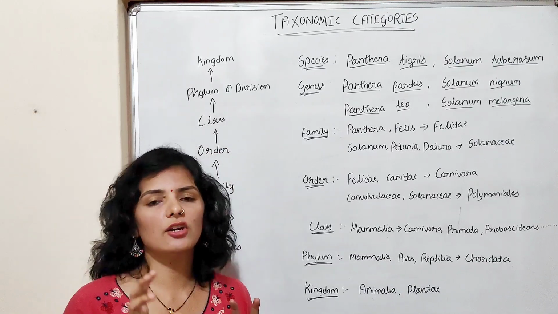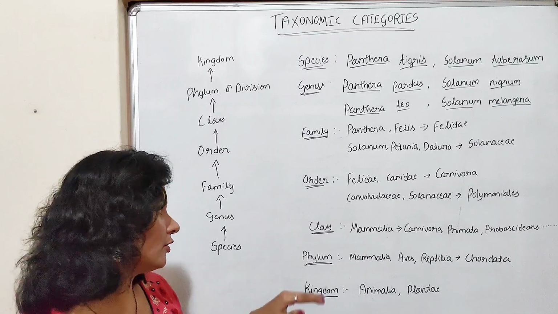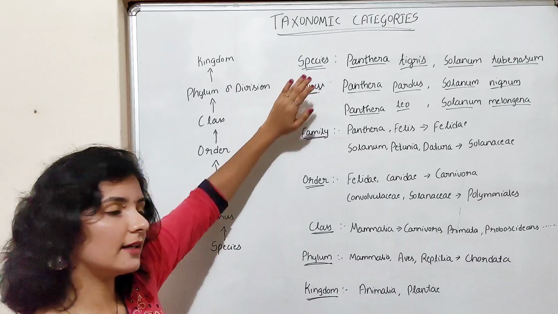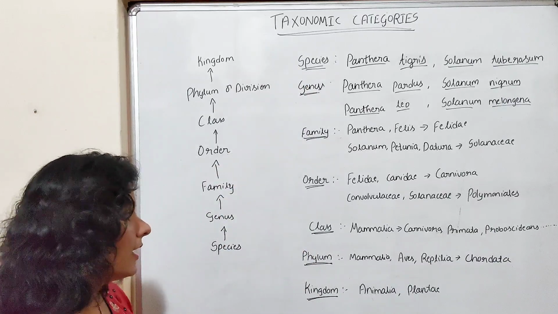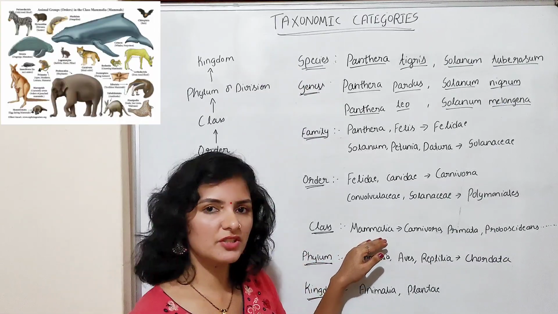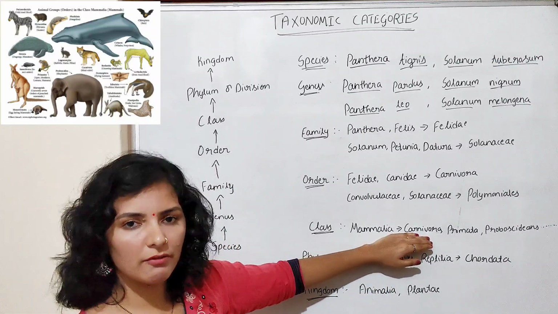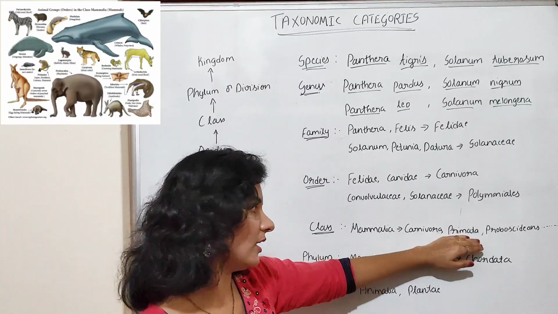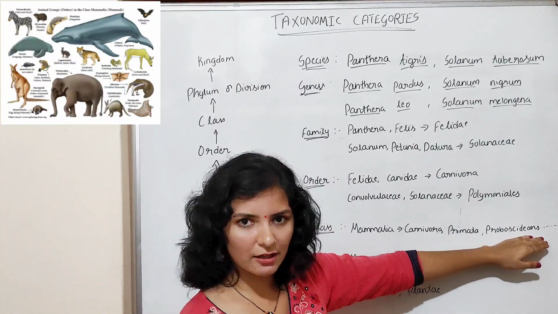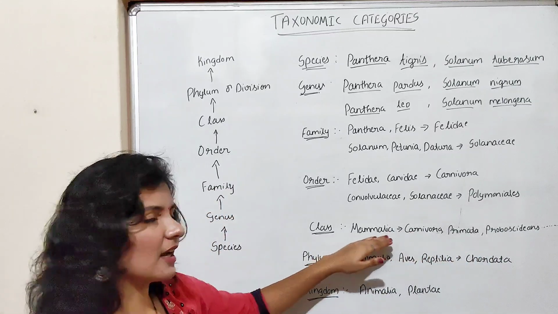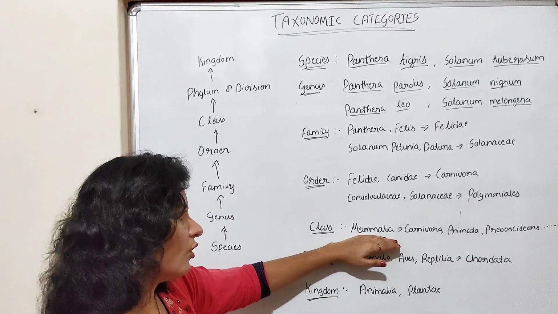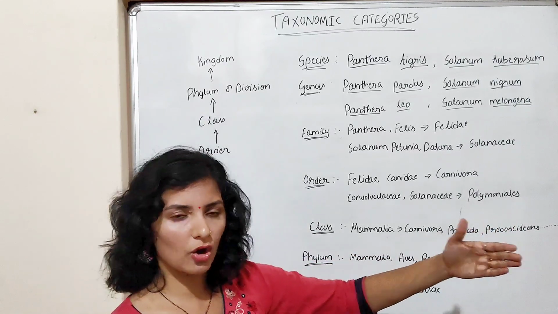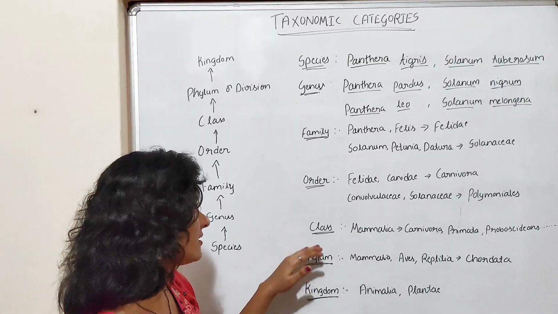Class means related orders grouped together to form a class. When compared to order, family, genus and species, the common characters in the case of class is very less. Example for that is class Mammalia, which consists of orders like Carnivora, having big cats, cats and dogs. Next Primata, having gibbons, monkeys and gorillas, and Proboscidea, that is having elephants. And many other orders are placed in the class Mammalia. So class Mammalia consists of many orders. So that is about the class.